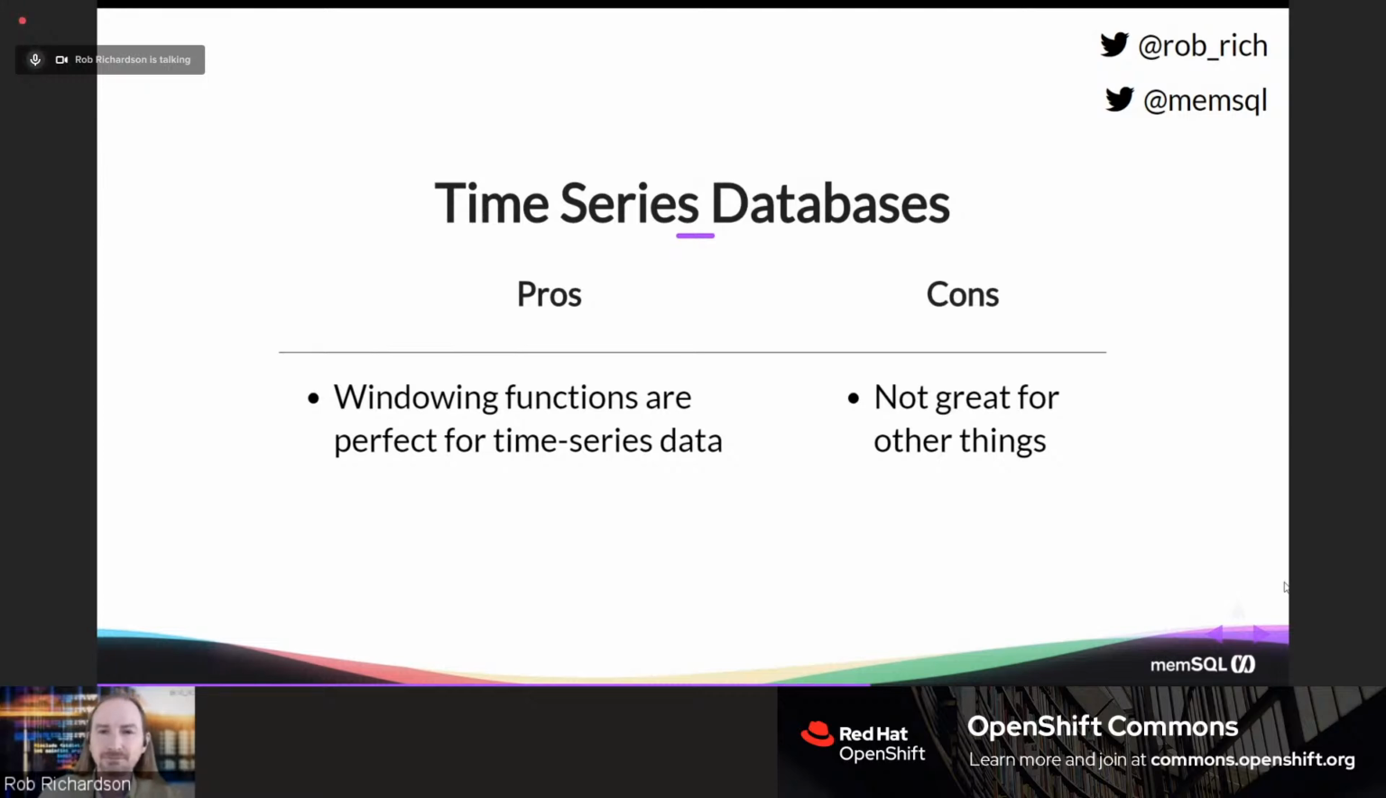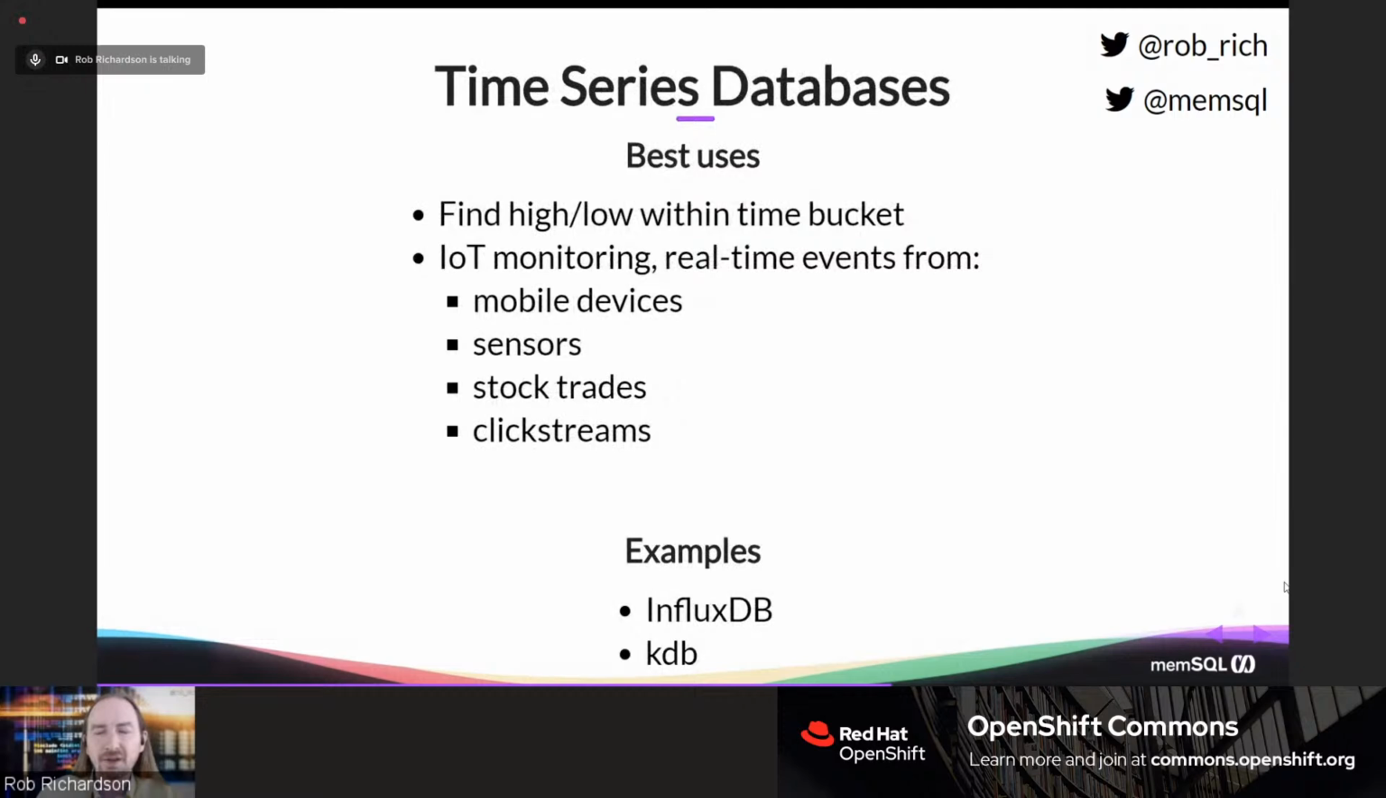Here are some examples of time series databases. And it's really great for that IoT monitoring or real-time events. I might choose to grab real-time events from mobile devices or sensors, maybe stock trades or click streams. Those are great for time series databases where I need to know, did that event happen within that time window? What was the min and max or the quantity of events within that time window? When I need to handle that data in bulk in that way, time series can be great.